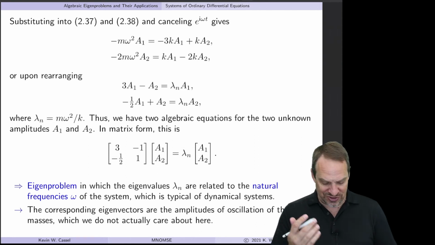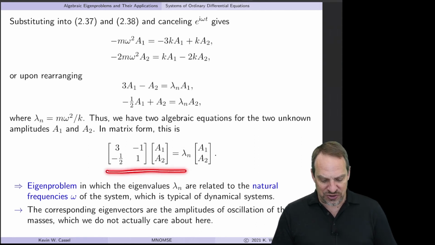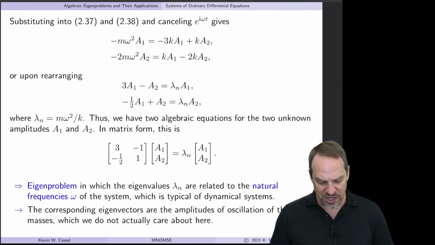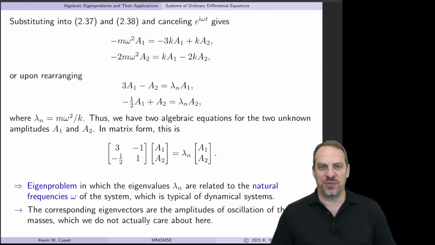So now you can see what's happening, particularly if I put this into matrix form. So let's just write this now into matrix form. So I have a 2 by 2 coefficient matrix, 3, minus 1, minus a half, 1. That's from these coefficients right here. That's times a1, a2. That's the amplitude vector. Again, I don't really care about that, but it's coming along for the ride. Is equal to lambda times, again, a1, a2.